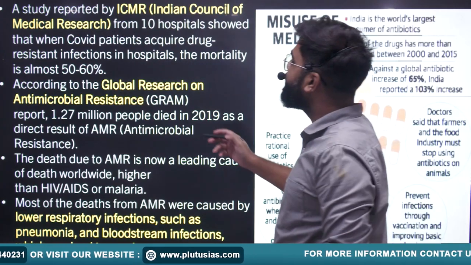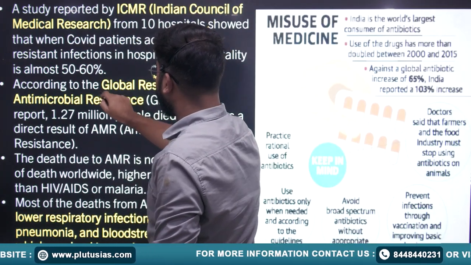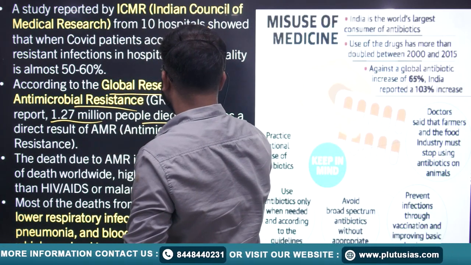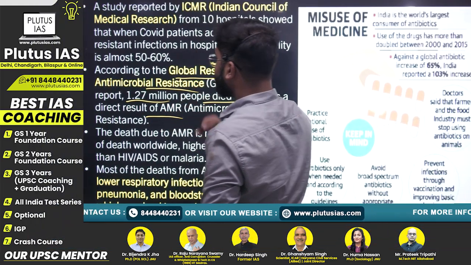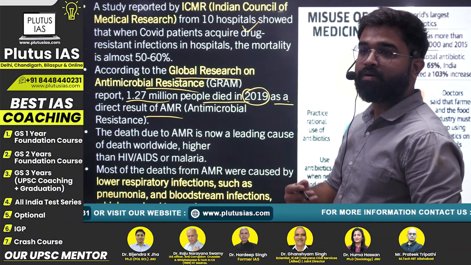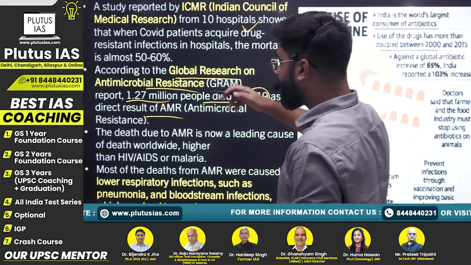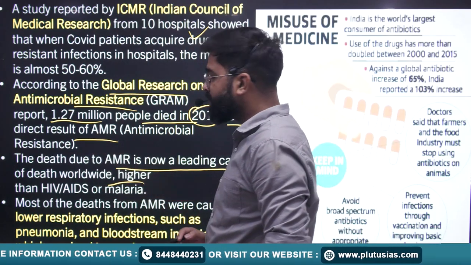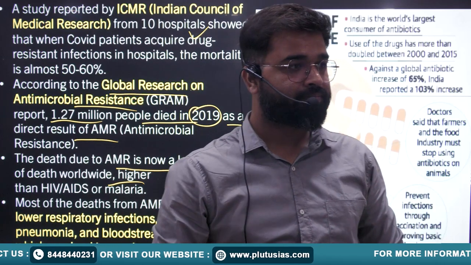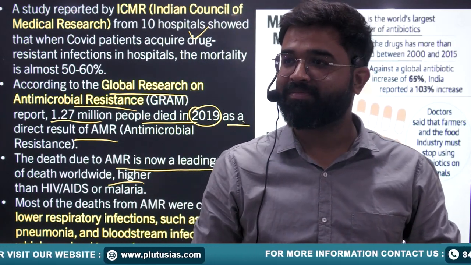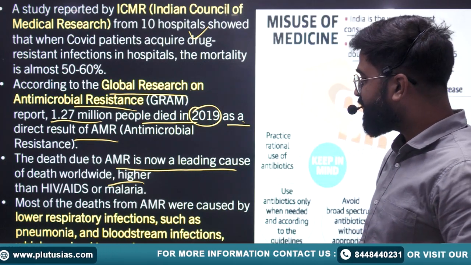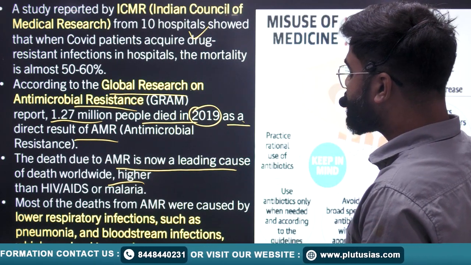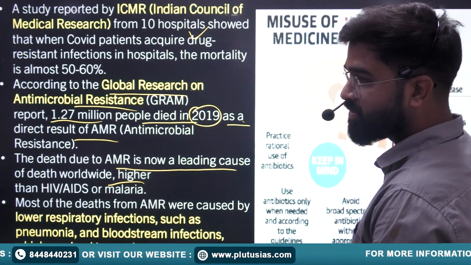A study reported by ICMR, we have already discussed that. According to global research on antimicrobial resistance, 1.27 million people died in 2019 as a direct result of AMR, and in India, 3 lakh deaths. Overall, 3 lakh deaths of children. Death due to AMR is now a leading cause of death worldwide, higher than HIV and malaria. That is why we are discussing AMR. Most of the deaths from AMR were caused by lower respiratory infections such as pneumonia, and bloodstream infections, which can lead to sepsis.